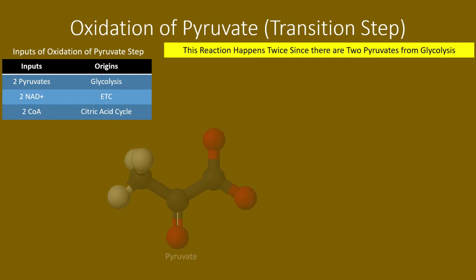First, pyruvate approaches the mitochondrion. I know you were expecting mighty. Well, I'm done with that.